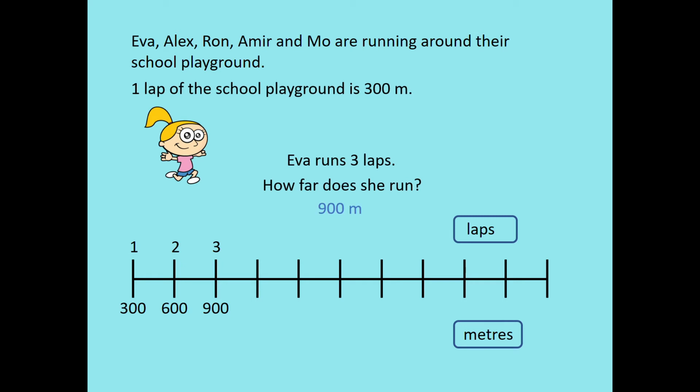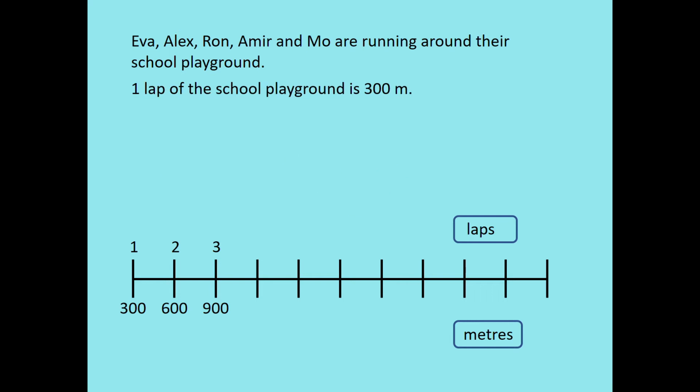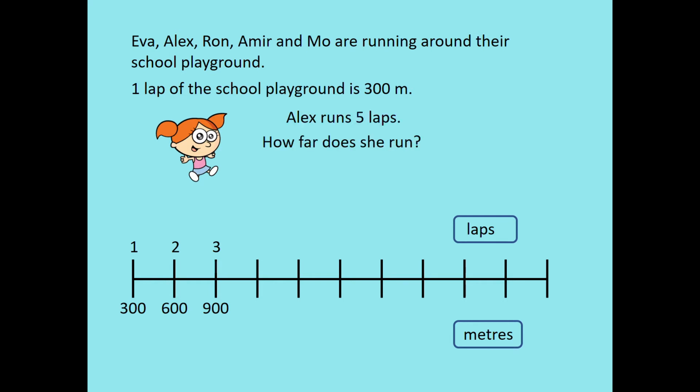What would that be in kilometers? Remember, we've got to divide by 1,000. That would have been 0.9. Alex runs 5 laps. How far does she run? Now we want to write your answer in kilometers. It's a 2-part question. First, we're going to work it out in meters, and then we're going to divide by 1,000 to find out the answer in kilometers. So, have a think, and then listen on when you're ready to hear the solution.